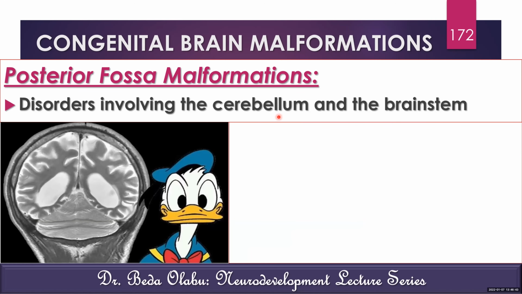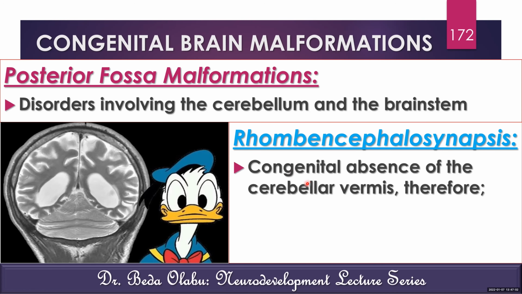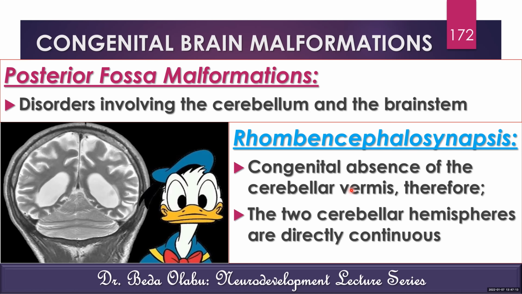Another anomaly of the posterior fossa is what we call rhombencephalosynapsis. A long name, but understand: rhombencephalon, that is hindbrain, then synapsis, which means fusion. Rhombencephalosynapsis is a term given to congenital absence of the cerebellar vermis. And because of that absence of the cerebellar vermis, the right and the left cerebellar hemispheres are fused, as you can see in that particular image.